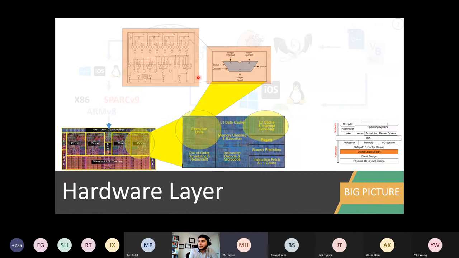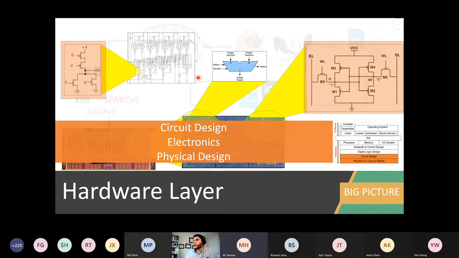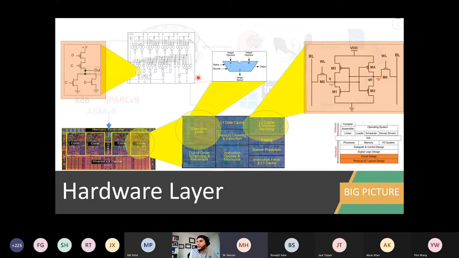Good. And then even lower than this, you focus more on the electronics side, like how each gate, for example an AND gate or OR gate, these things that you cover in digital design, are made of different transistors. The transistor is the lowest level we have right now in circuit design. This is usually covered in electronics courses.